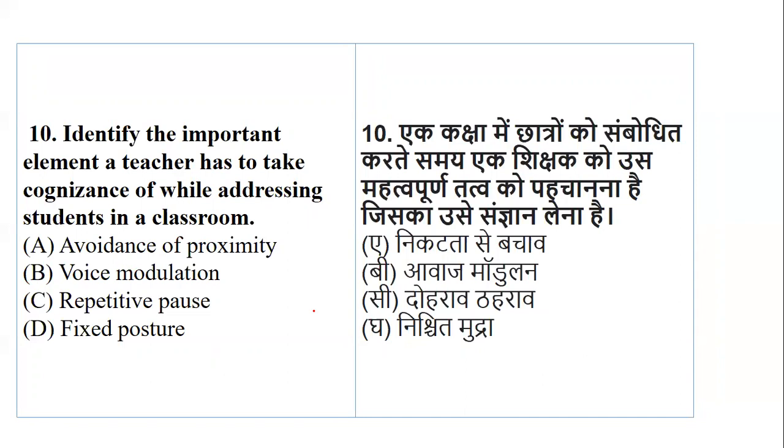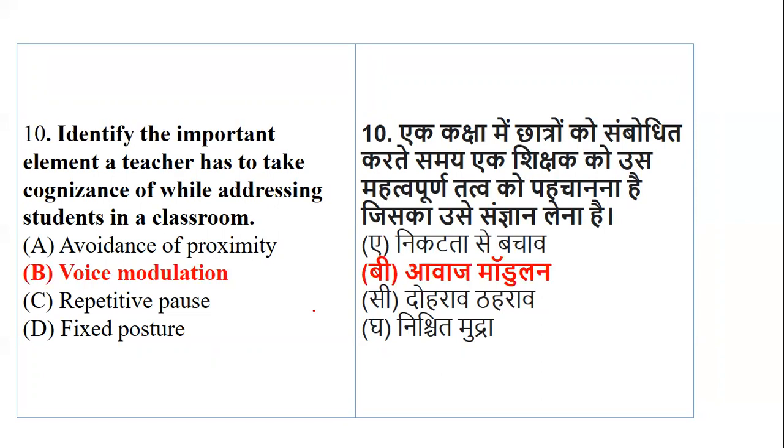Now you know the meaning of proximity. Space, you can say. Then voice modulation, repetitive pauses, and fixed posture. Now see, again here you can come up with the answer by elimination. Now which is that element which will recognize the students and teacher communication in the classroom? So it is definitely not the proximity, not the repetitive pauses. In fact, it is not correct in case it is not needed.